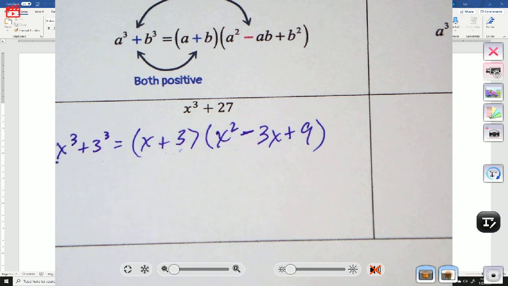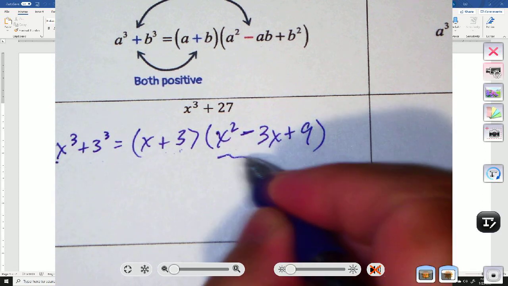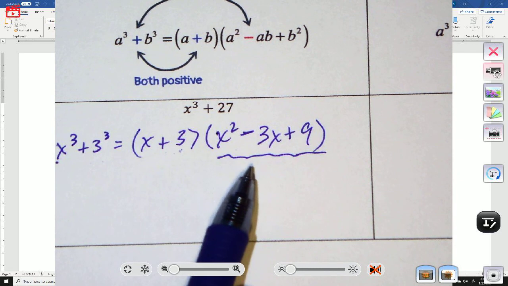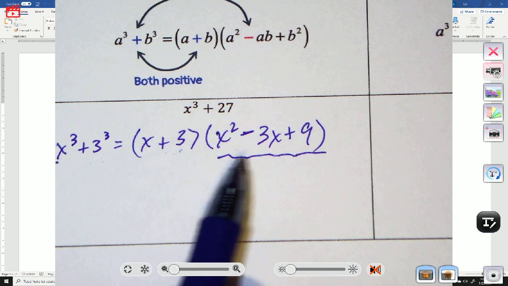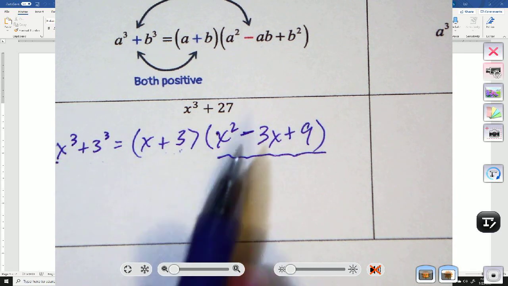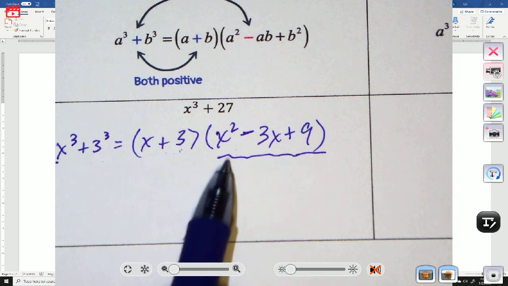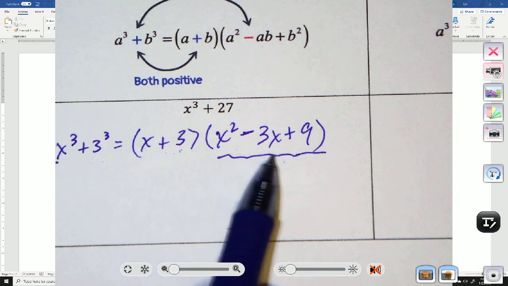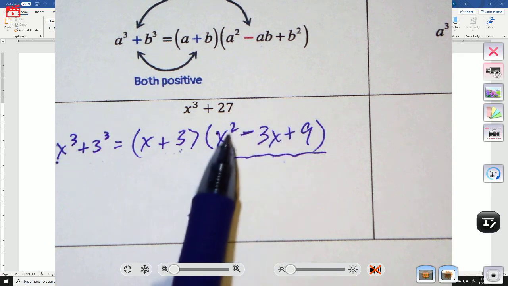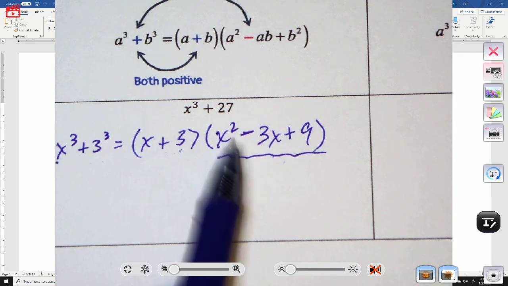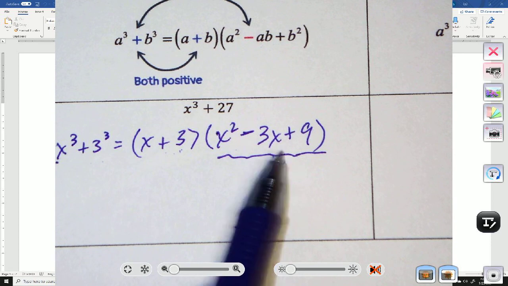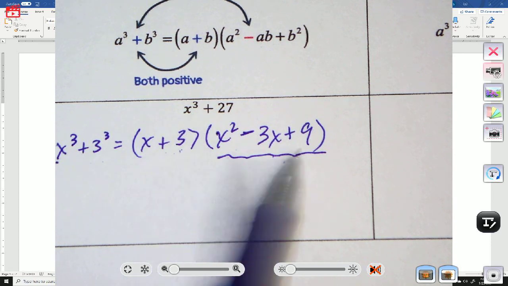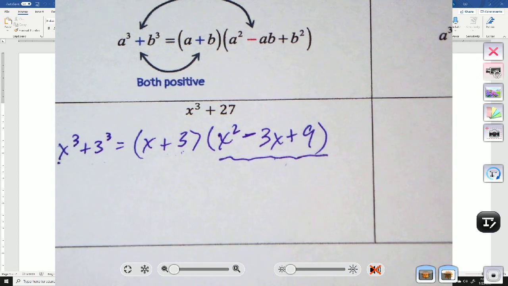Side note, the trinomial that comes out of this x cubed plus 27 cannot be factored. Okay? So that means you can stop. You don't need to try to factor it. Now, if there's a higher degree, like if this is x to the 4th, then it might be factorable. But if it's just a straightforward cube, then you're safe. You don't have to factor this. Let's go on to the next part.